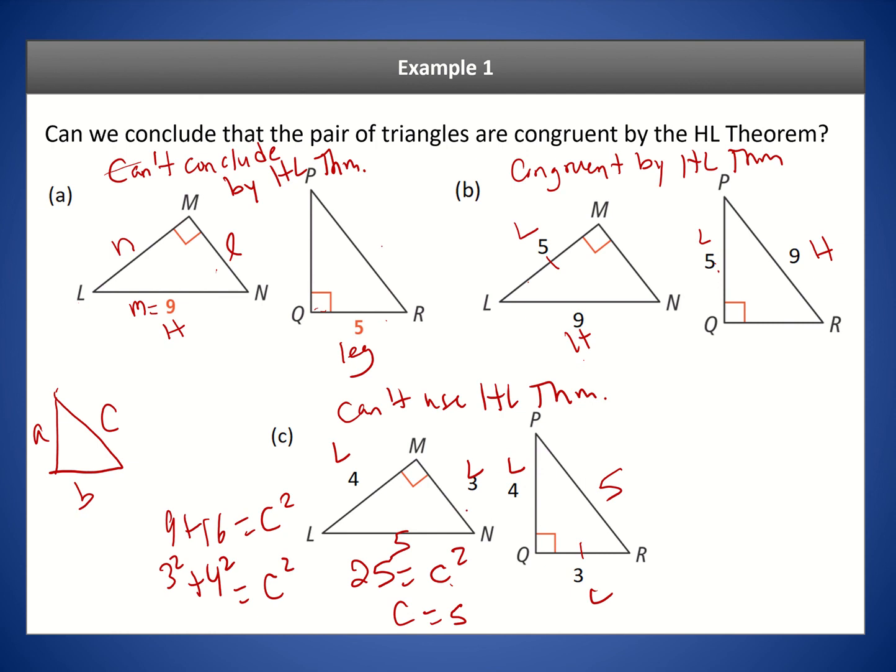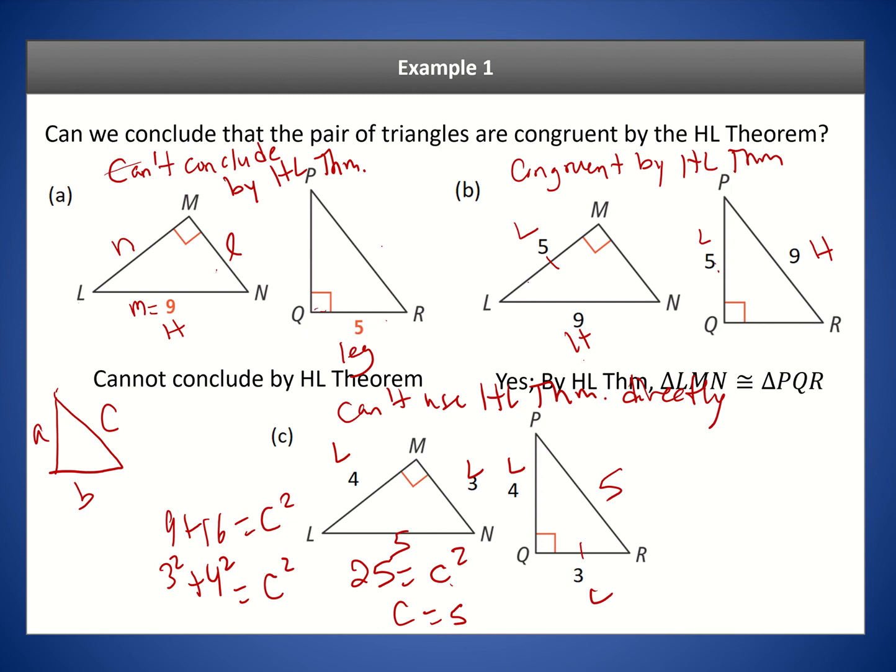And so then once you find this hypotenuse, then you can claim HL theorem, right? But you can't use it directly. And that's really what I was asking in this question, is, can you use it directly? But technically, we can use it indirectly. So even though they're congruent, you can't conclude it by direct means. Okay, so therefore we say cannot conclude by HL theorem for the first one. And then for the second one, yes, by the HL theorem, they're congruent. And then for C, like we said, cannot conclude directly by the HL theorem, but indirectly, yes.